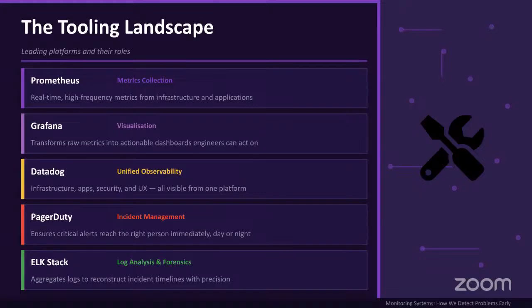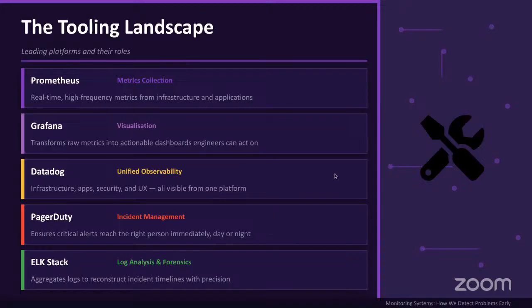So now we go to the tooling landscape. Now let's look at some tools that make monitoring possible. Number one, we have Prometheus. Prometheus is used to collect data from systems like CPU, memory, and other metrics. We also have Grafana. It takes that data and displays it in dashboards, so teams can easily understand what is going on.